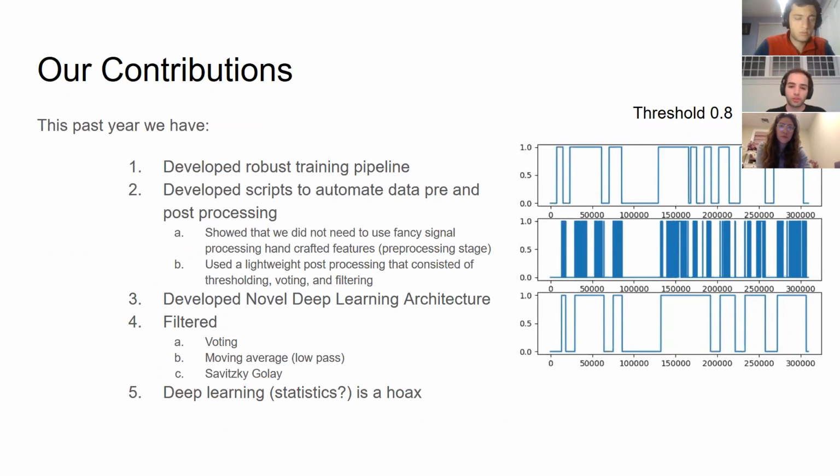As part of our post-processing scripts, we did different types of filtering. We went through a voting mechanism. We tried moving averages. We tried the Savitzky-Golay filter. And we used a combination of these at the end. And that's that.